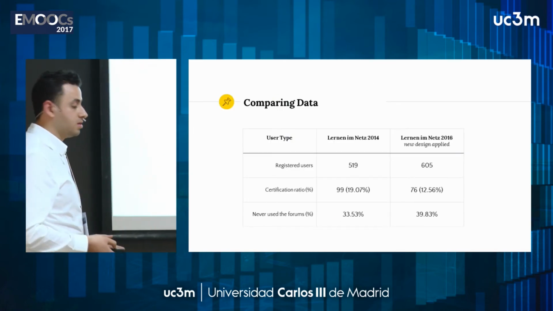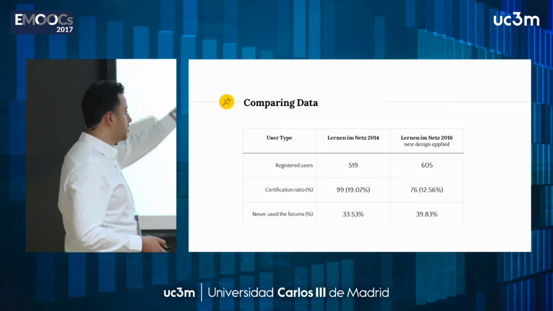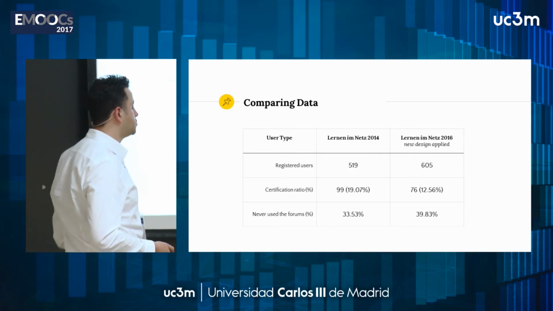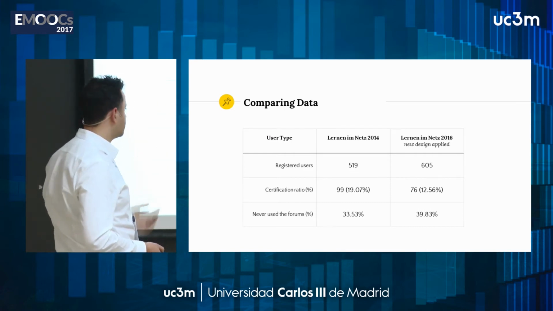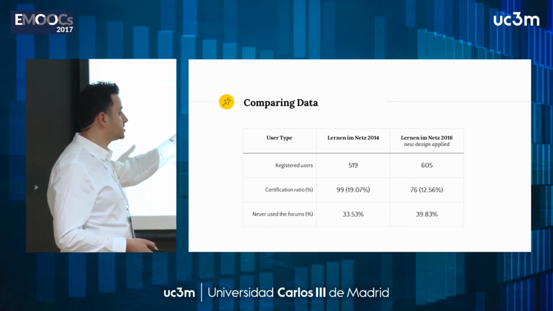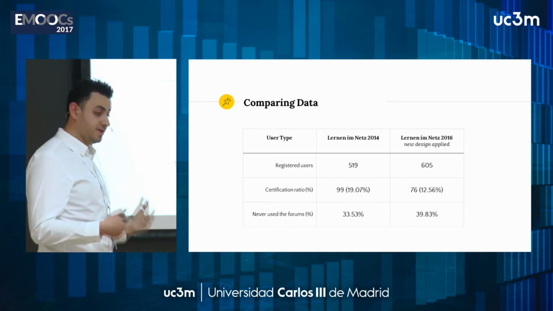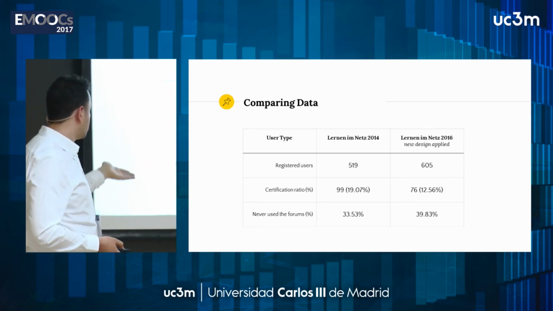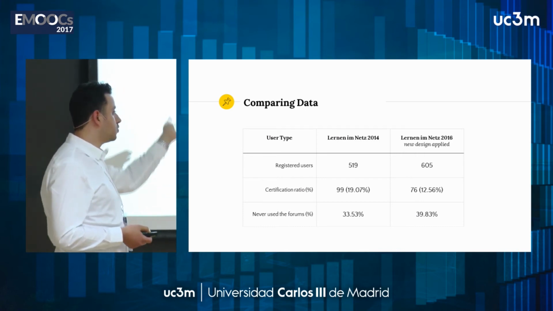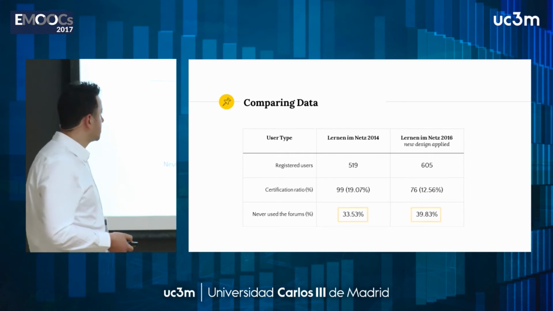Comparing the data, here we have the old one and the new one. The old one had around 520 students, the new one around 600. The certification rate is 19% for the first and 12% for the second. So dropout increased. What we also realized is that the share of students who never used the forums in the new one was a little bit higher, from 33% to 40%.